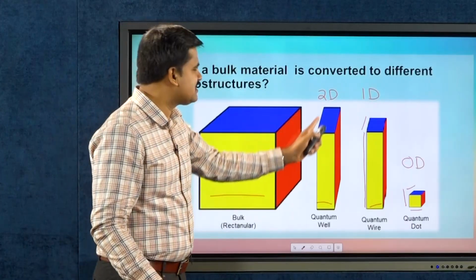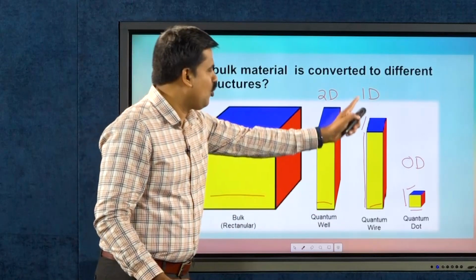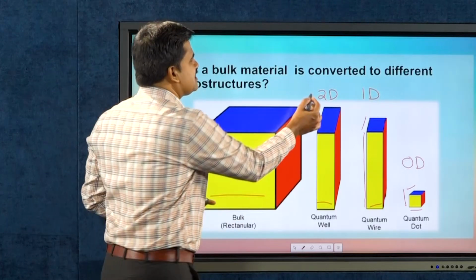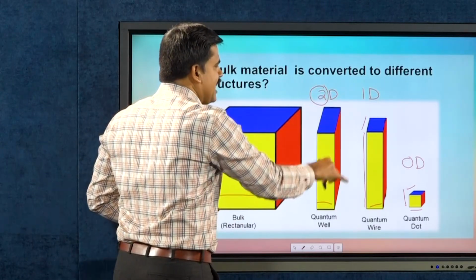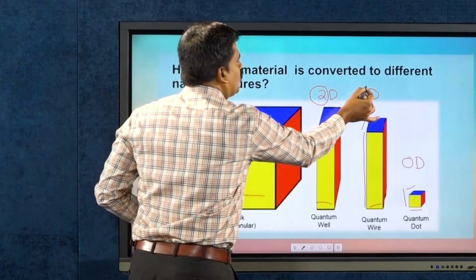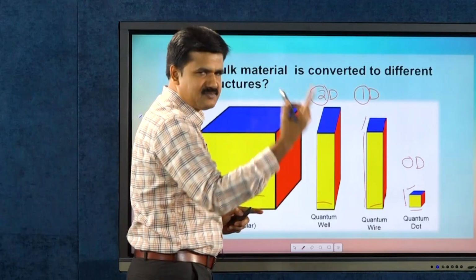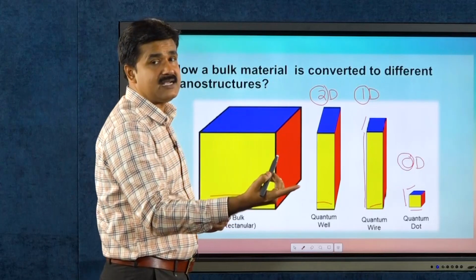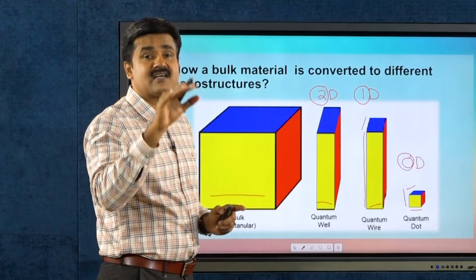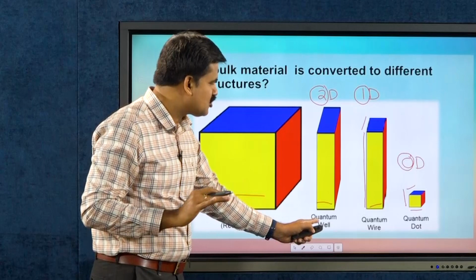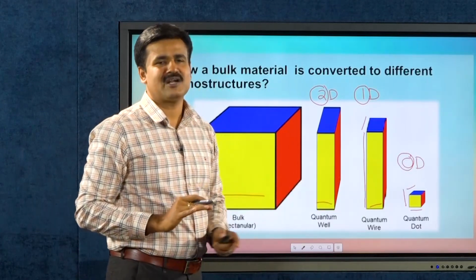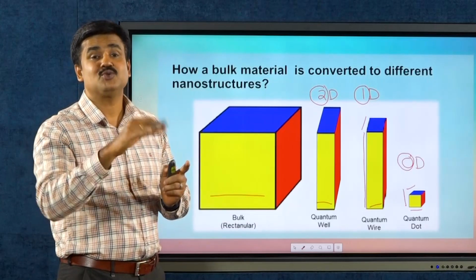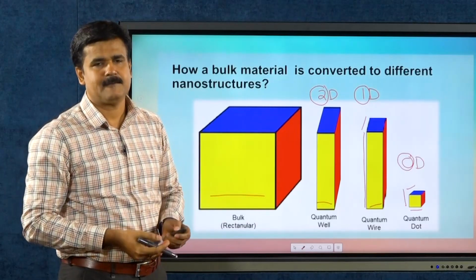So, this is a 2-dimensional nanomaterial, a 1-dimensional nanomaterial and a 0-dimensional nanomaterial. This 2 represents two dimensions are big. This 1 represents one dimension is big and 0 represents no dimensions are big. That is, all dimensions are inside nano. This is quantum well, quantum wire and quantum dot. So, this is the transformation of a bulk material to other types of nanomaterial.